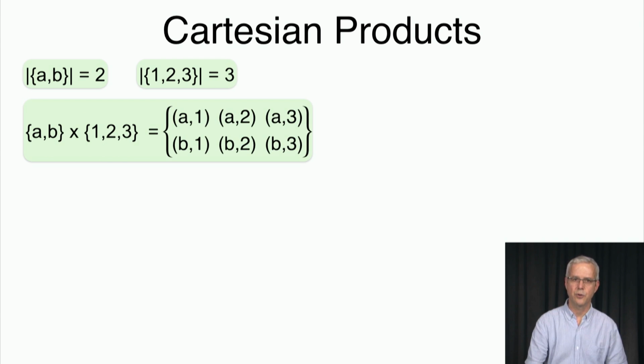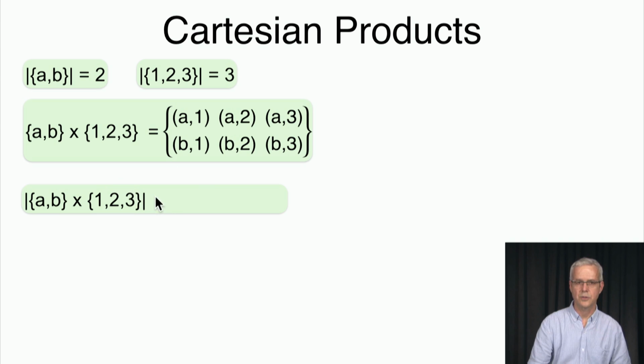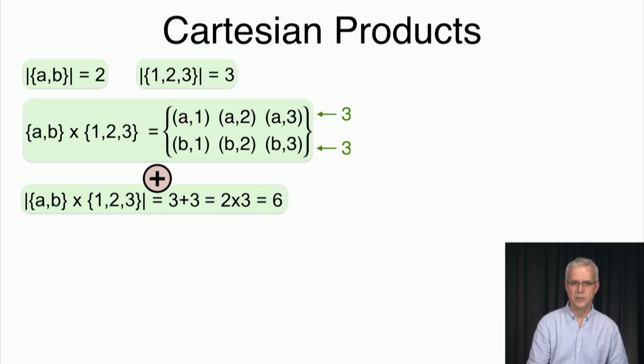the size, as we know, of this set here, A1, A2, A3, B1, B2, B3. As we know, this is the Cartesian product of these two sets. And the size of this set, well, we have 3 elements in the first row and 3 elements in the second row. And these elements are disjoint. The elements here are different from the elements here. So therefore, by the addition rule, the number of elements is 3 plus 3, which is the same as 2 times 3, which is 6.